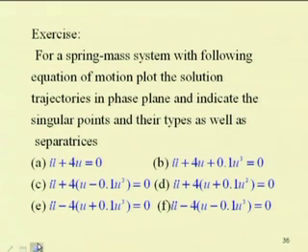You can take these exercise problems that we have studied in this class. You can plot the phase plane and the trajectories in the phase plane, and indicate the singular points and their types as well as the separatrix. For example, take the equation u double dot plus 4 u equal to 0. This is the equation of a single degree of freedom undamped system. You can get a periodic response with a period equal to 2. You can find the trajectory, and this trajectory is a center type.